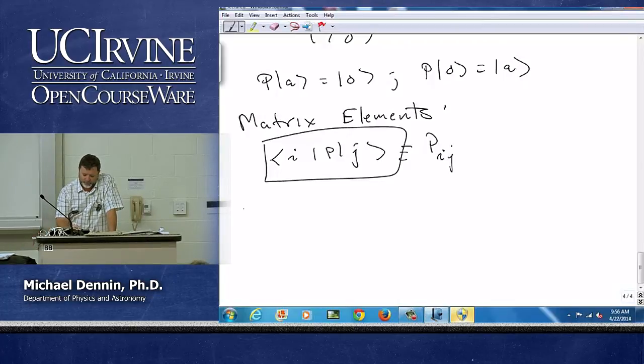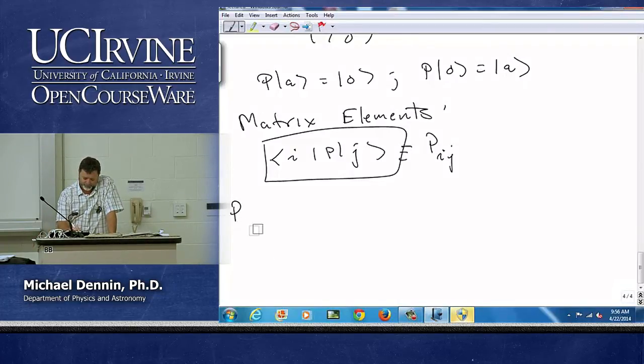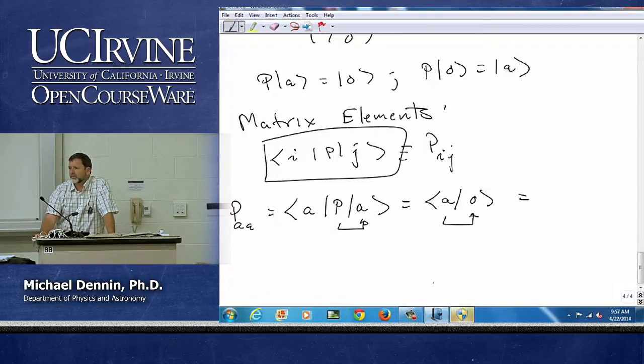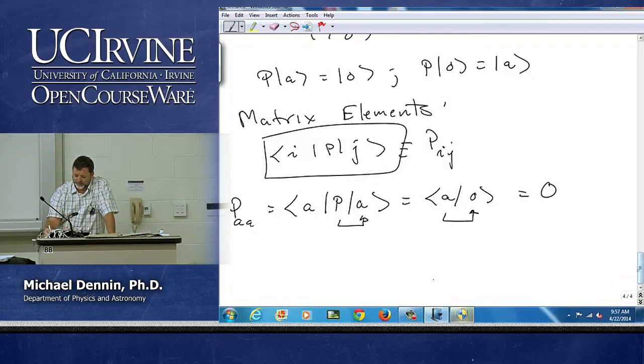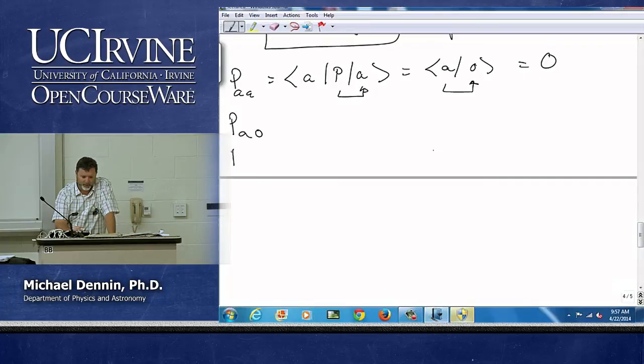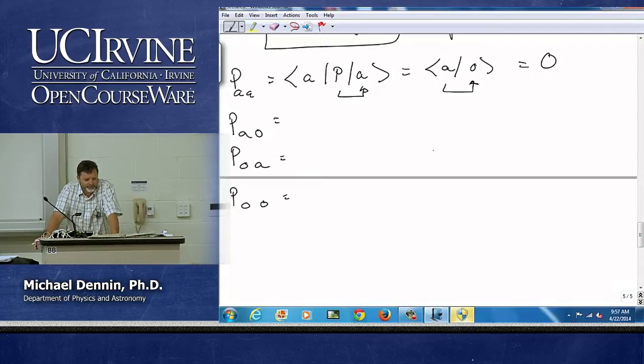Now this case is fairly straightforward. So P_AA is <A|P|A>. What does that matrix element become? What is P acting on A? O. And then what is A dotted into O? 0. So notice P_AA is 0, which is what we expected, right? That's the top element. So I want you to quickly work out for yourself P_AO, P_OA, and P_OO. Just for practice, take a few minutes and do that.